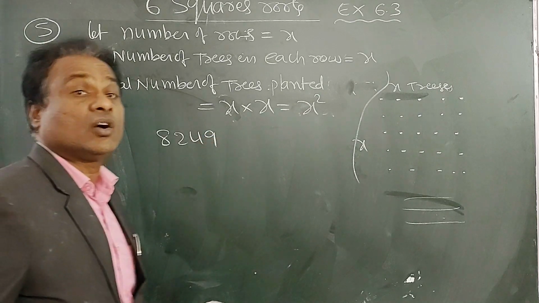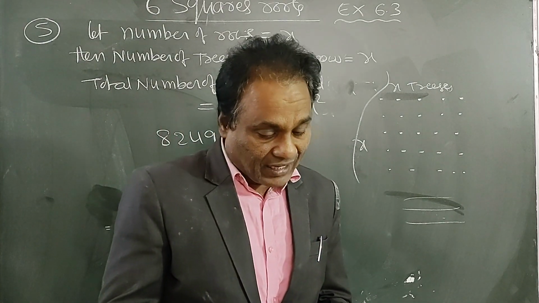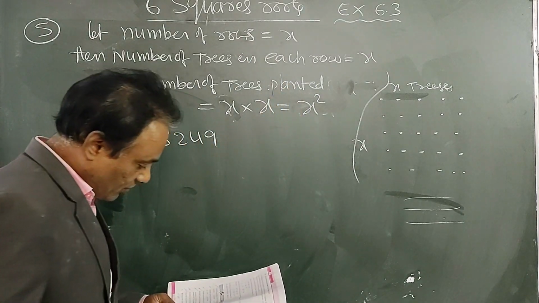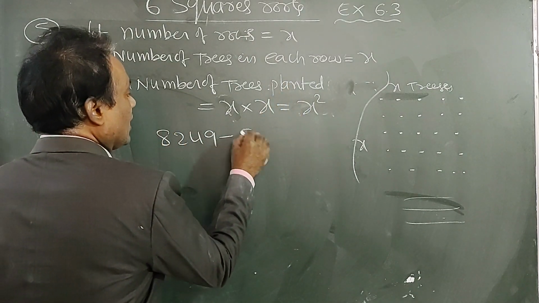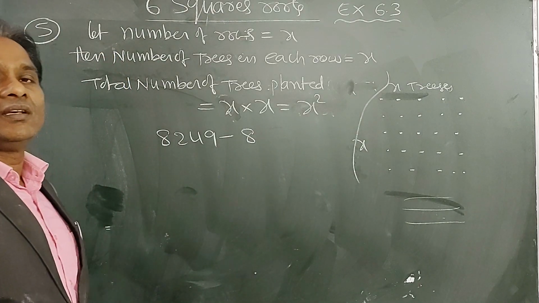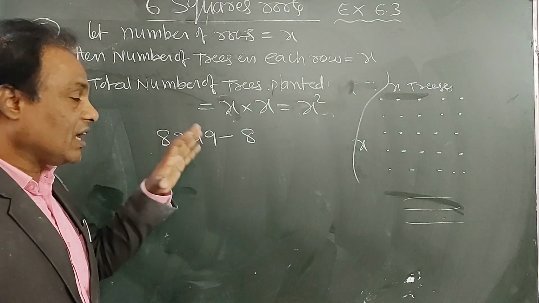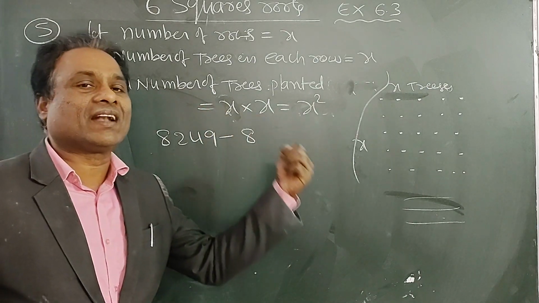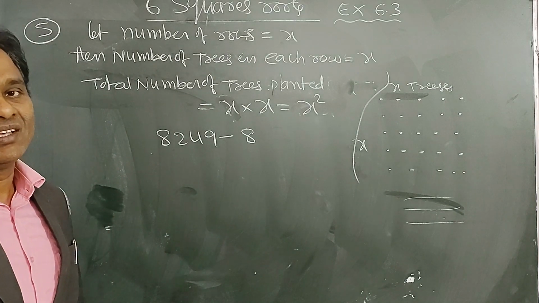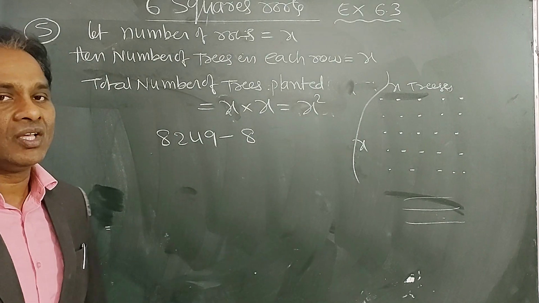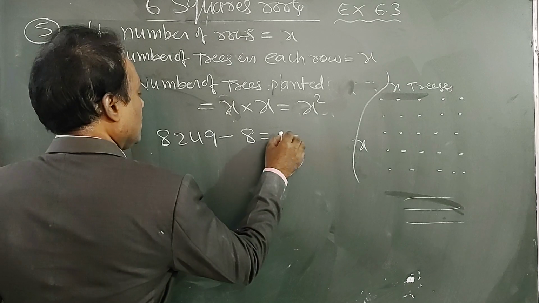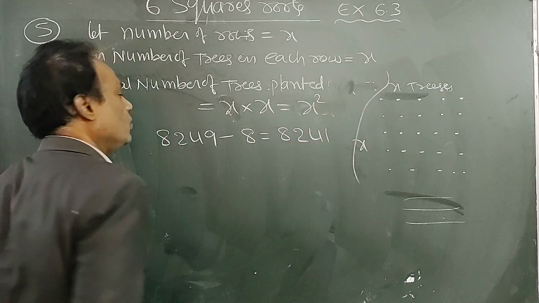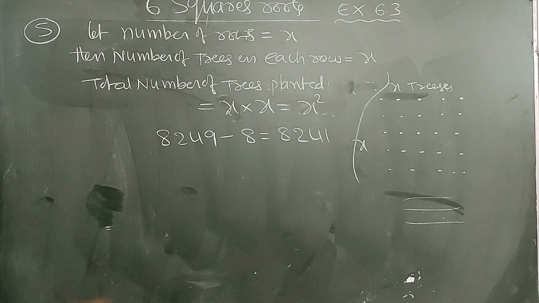8,249 trees. In that, 8 plants are left. We have total 8,249 trees, but not all are planted. 8 plants remained, left. They are not planted. How many remaining planted? 8,249 minus 8 is 8,241 trees only planted.